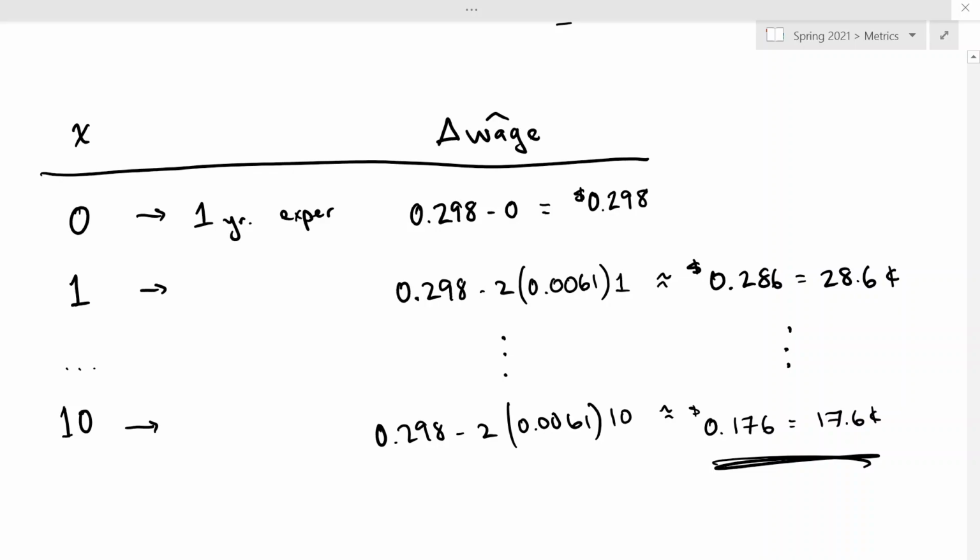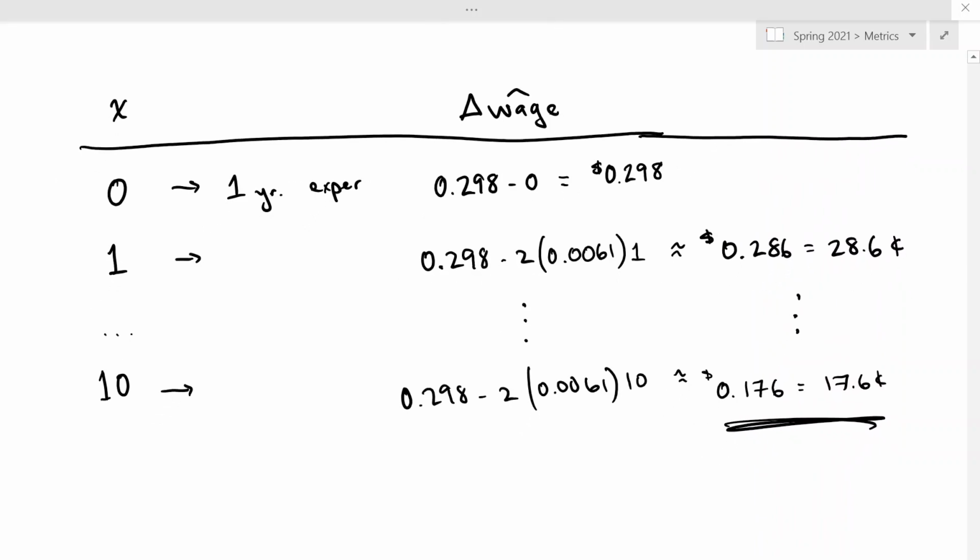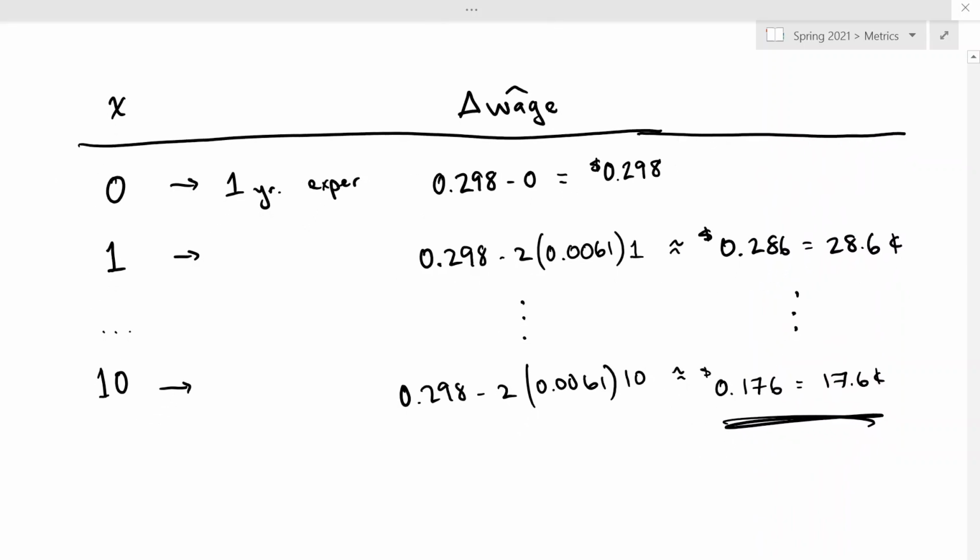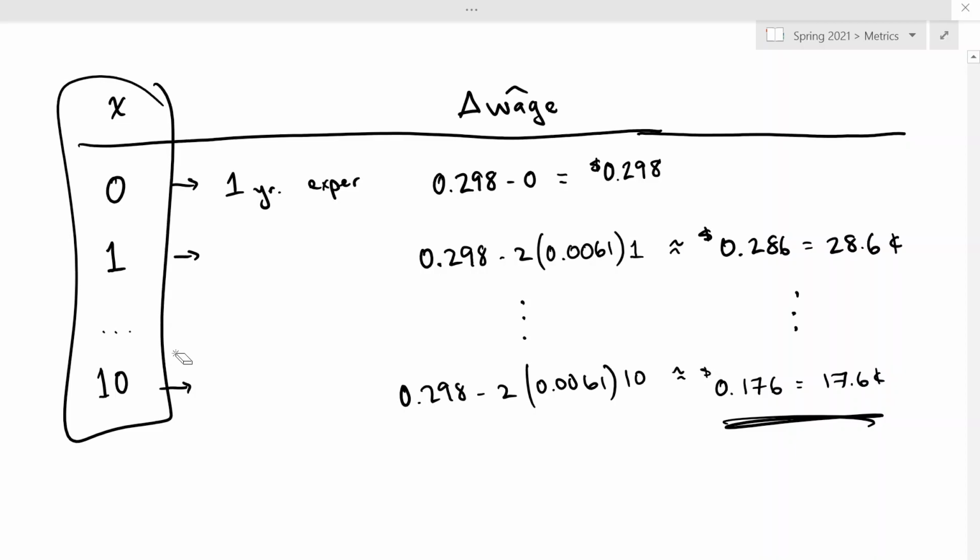Okay, and then you carry on, and on the 10th year of experience you're still increasing. Your wage is increasing by 17 cents, but it's increasing by less than it was in the beginning. So there you can see this increasing but diminishing marginal effect, and we can calculate exact predicted changes in the wage based on which x variable we start at.